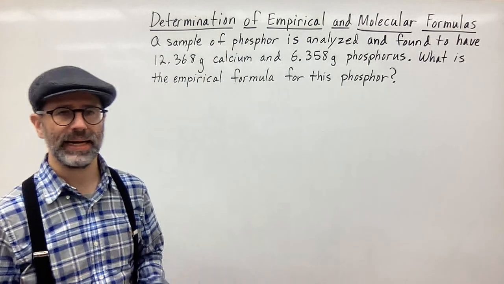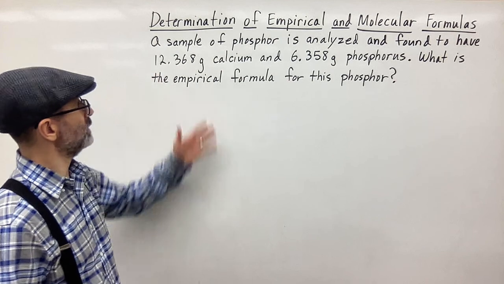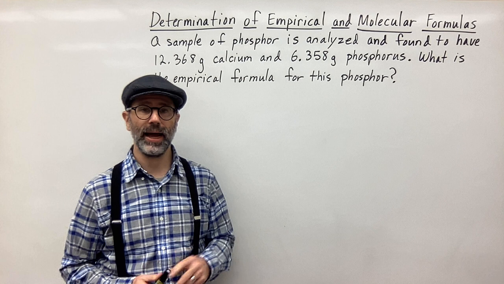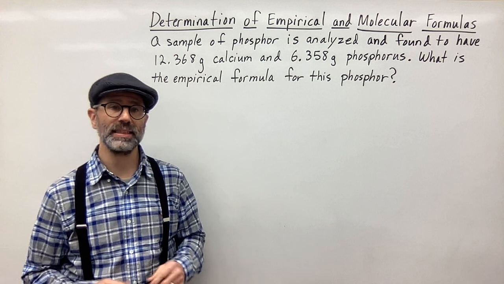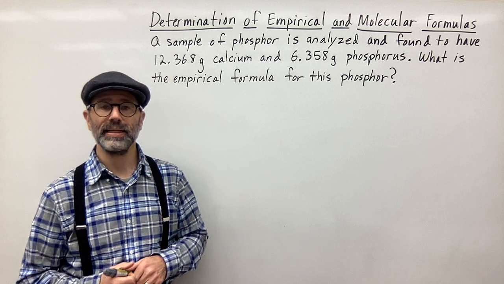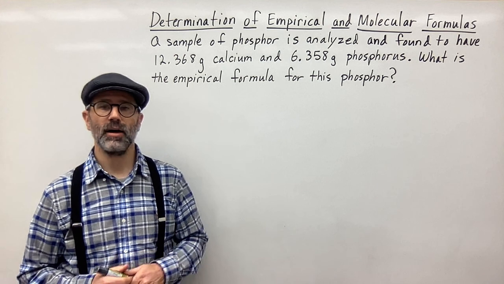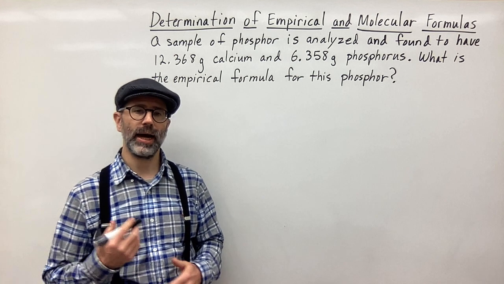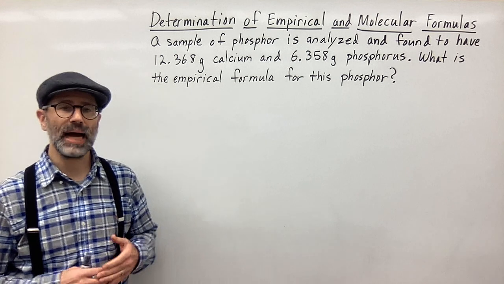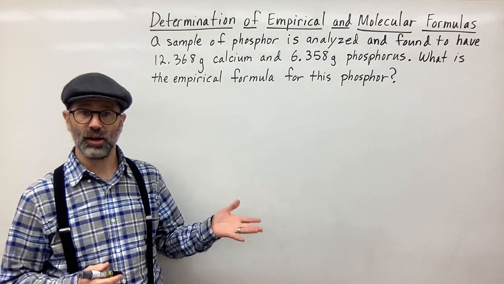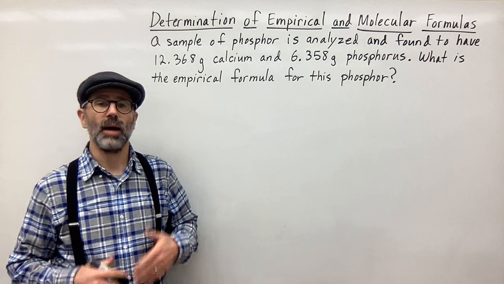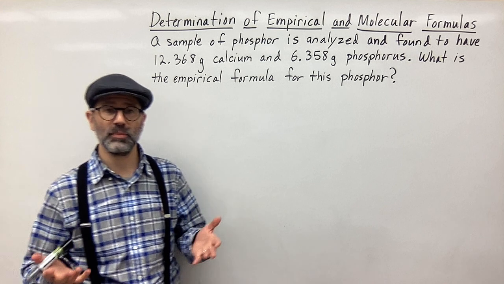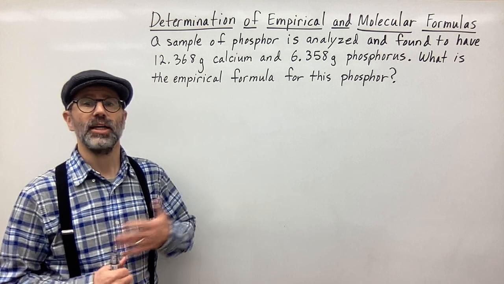Okay, so here's my example. I have a sample of phosphor and it's analyzed and found to have 12.368 grams of calcium and 6.358 grams of phosphorus. What's the empirical formula for this phosphor? Okay, so in this case, I'm not given percentages of calcium and phosphorus. I'm given the grams. So I can just start with the grams that they give me, and then my first step is to convert to moles.